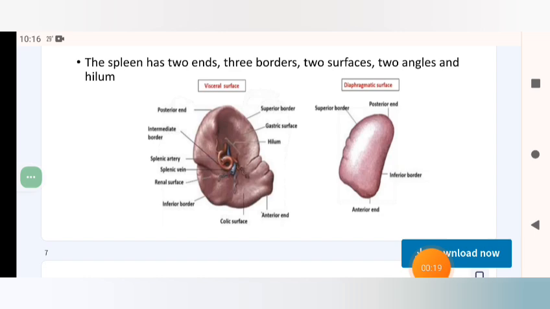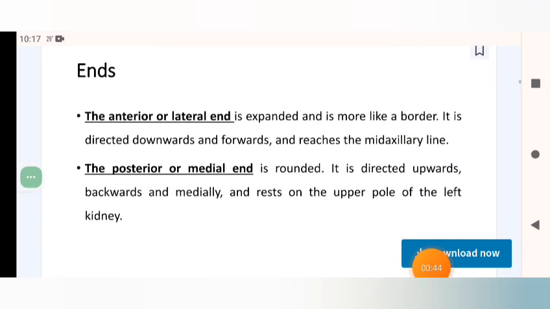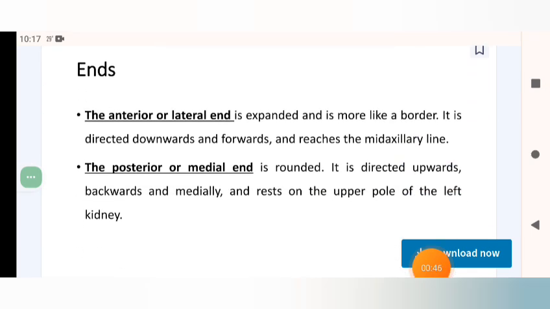The spleen has two surfaces, visceral and diaphragmatic. We can see three borders: superior border, inferior border, and intermediate border. And there are two ends, posterior end and anterior end. The anterior or lateral end is expanded and is more like a border.